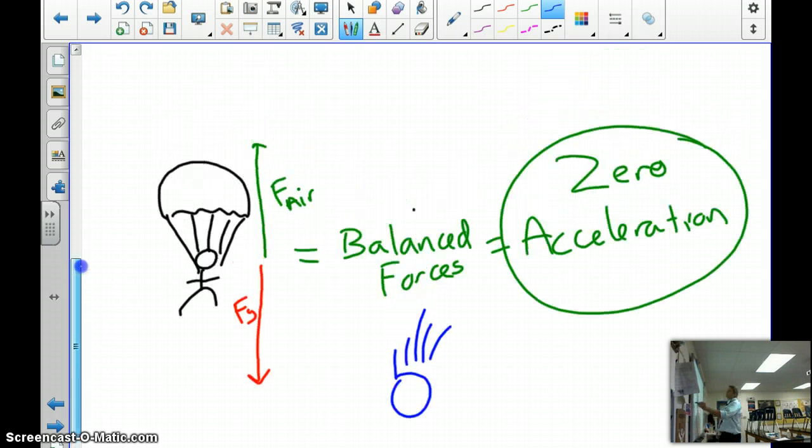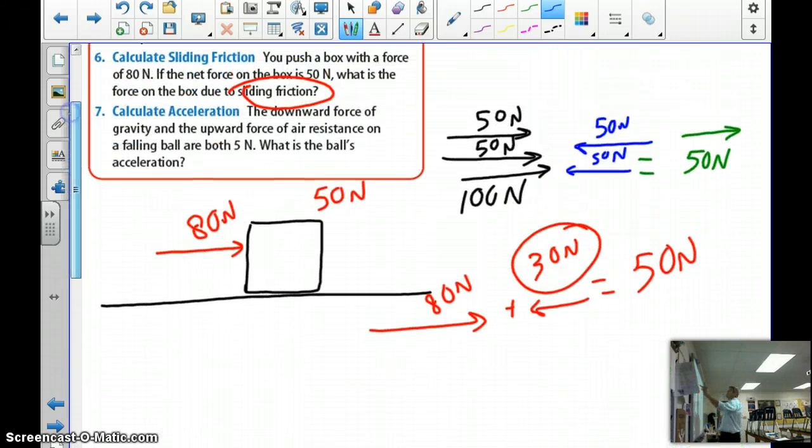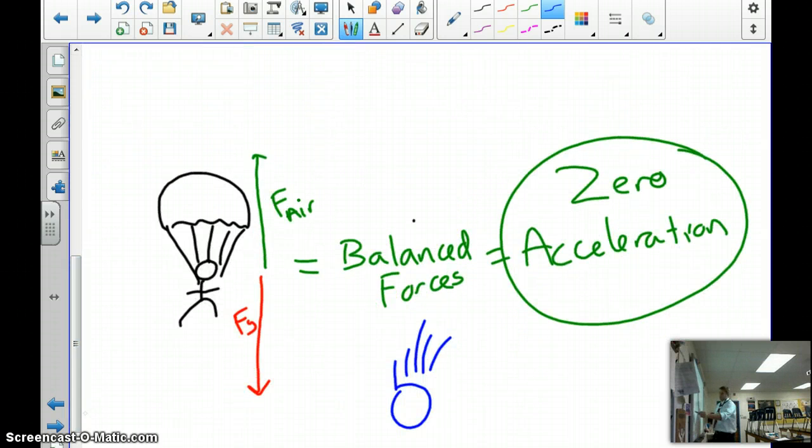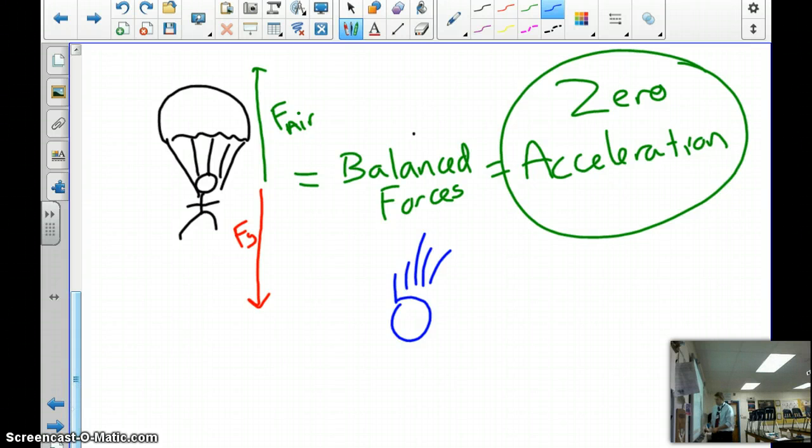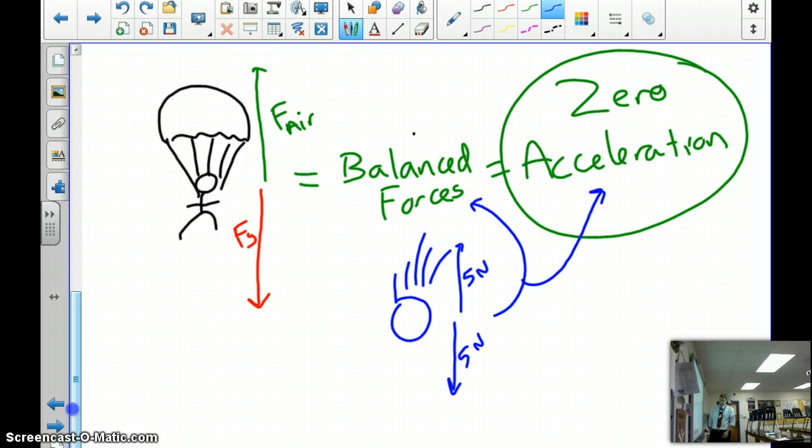So in this problem, they're talking about a ball that's falling, and that ball must have achieved terminal velocity, because the problem says that the upward force and the downward force are both 5 newtons. So that means if this is a battle of the forces, you have a downward force of 5 newtons, an upward force of 5 newtons, and just like your skydiver, balanced forces equals 0 acceleration.